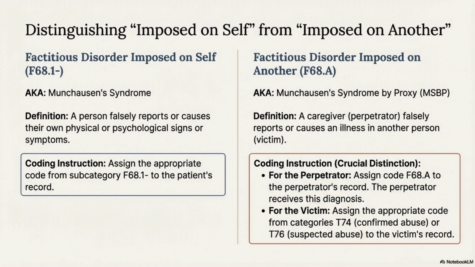But factitious disorder imposed on another, also known as Munchausen by proxy, is coded very differently. The perpetrator receives code F68A, and the victim is coded with abuse codes from T74 or T76. So again, always identify whose chart you're coding.